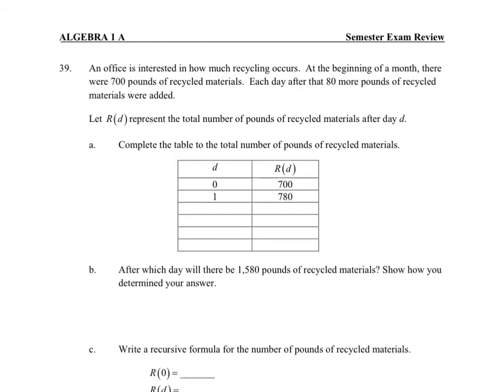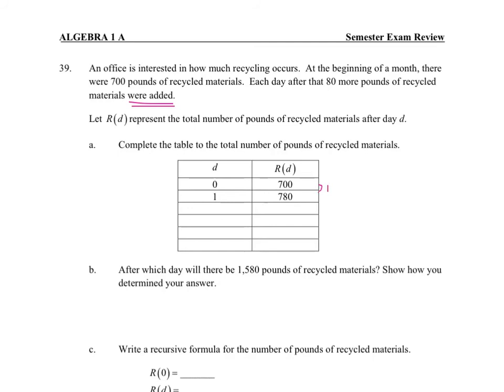Question 39. An office is interested in how much recycling occurs. At the beginning of a month, there were 700 pounds of recycled materials. After each day after that, 80 more pounds of recycled materials were added. Let R of D represent the total number of pounds of recycled materials after day D. Complete the table to the total number of pounds of recycled materials.